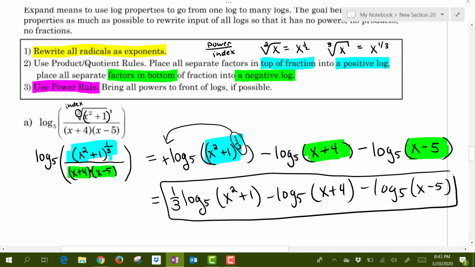Okay, so this is expanded as much as possible. Now you might ask why we haven't brought out this 2 to the front of the log. And the reason why is because the power rule says that all of the input inside of that log has to be raised to the same power. But that exponent of 2 only applies to the x, it does not apply to the plus 1. So we're not allowed to bring that 2 out to the front of the log. So we do what we can as much as possible. And then if there's a power that we can't bring out because it doesn't follow the rule, then we just have to leave it in.